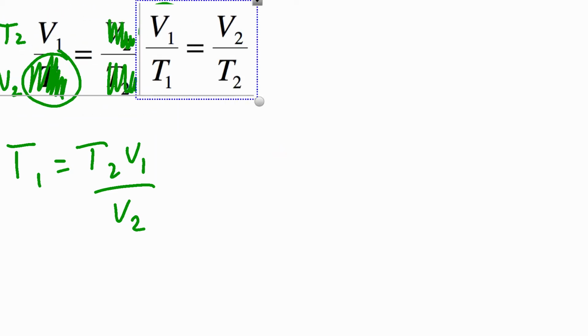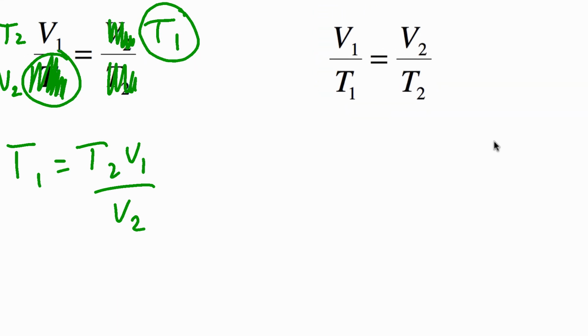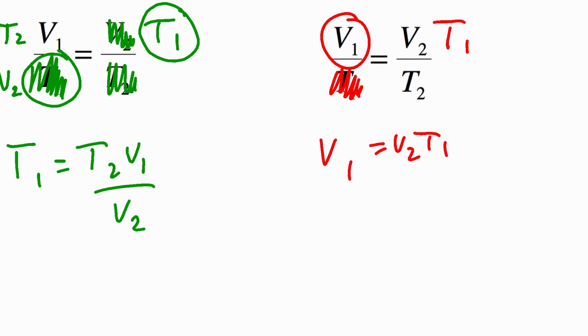Let's solve for V1. V1's on the top. That's a perfect spot for it. And so we'll leave it there. But this T1 is bothering me because V1 isn't by itself on the side of the equal sign. So I have to get rid of the T1. Well, I can get rid of it as long as I put it on the top on the other side. So my formula is V1 is equal to V2 T1 over T2.